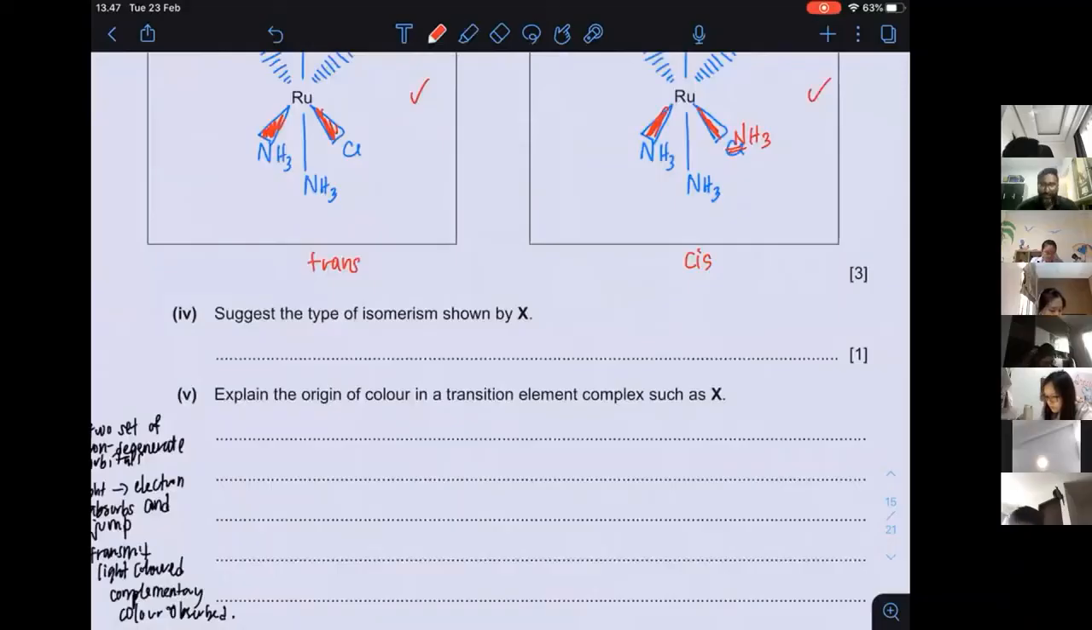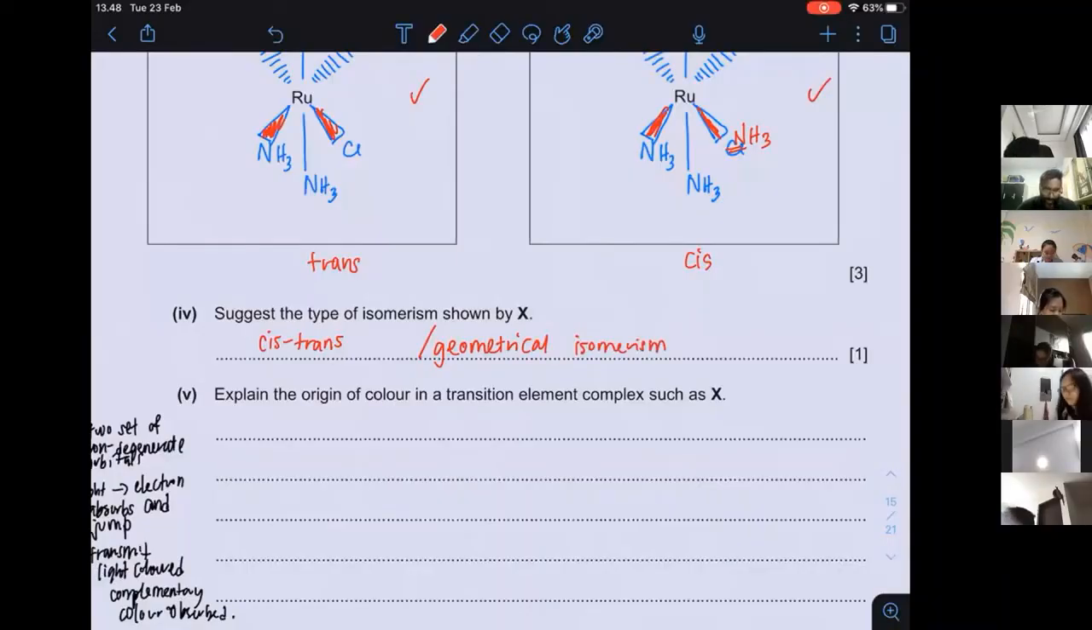Suggest the type of isomerism that you are having over here. The type of isomerism that we have over here is going to be cis-trans, or if you want to write it down, you can say geometrical isomer. Only one, select only one. Cis-trans or geometrical isomerism.